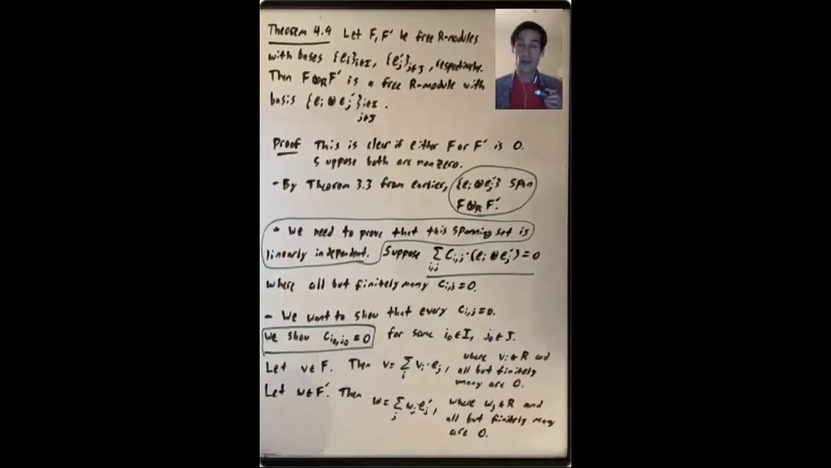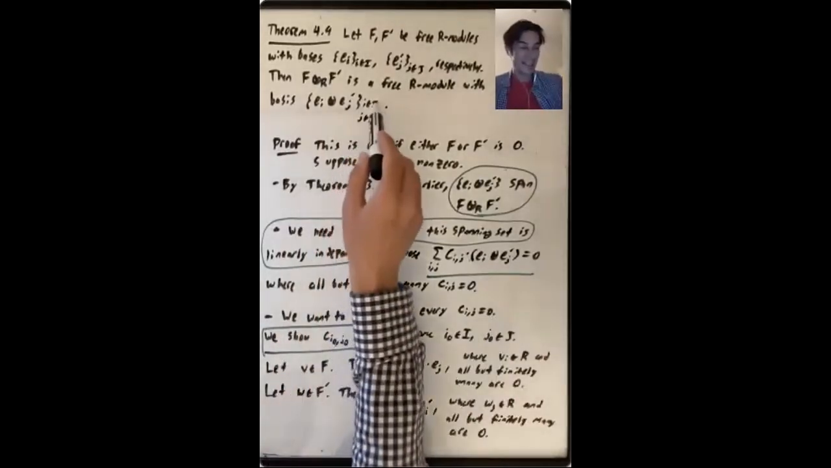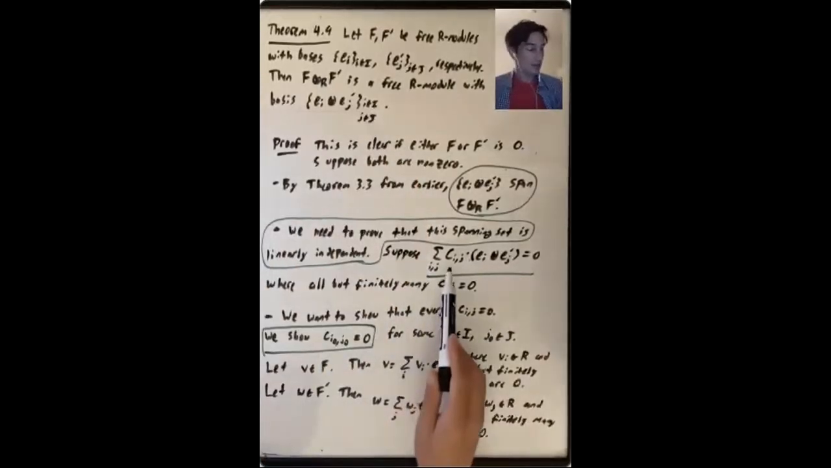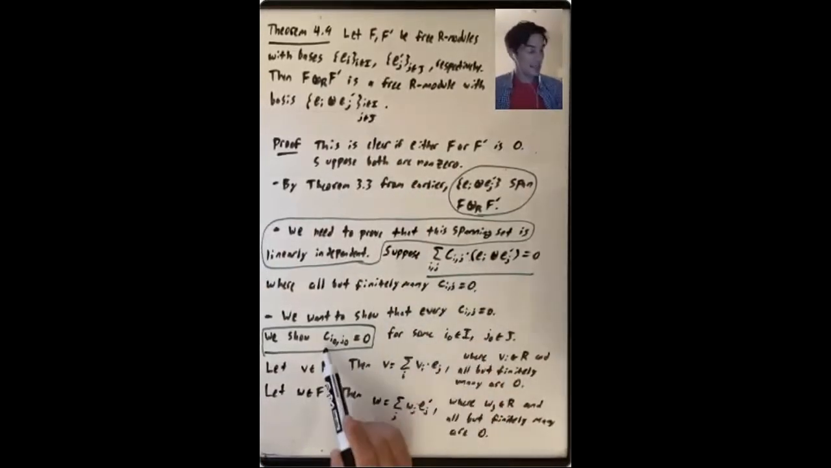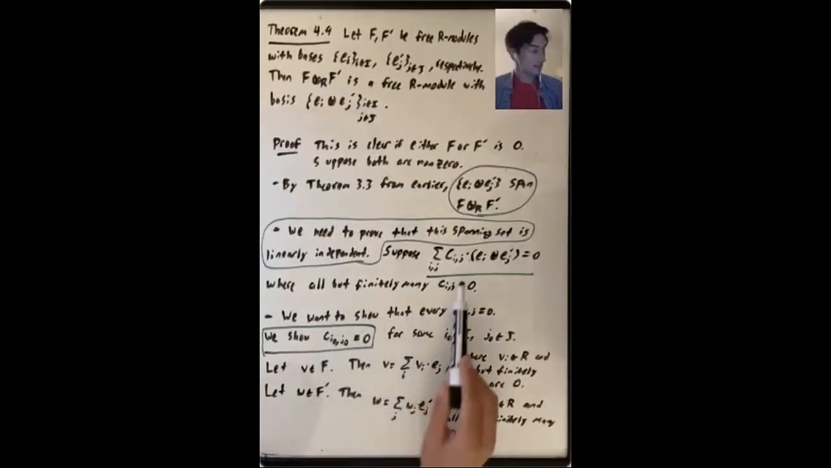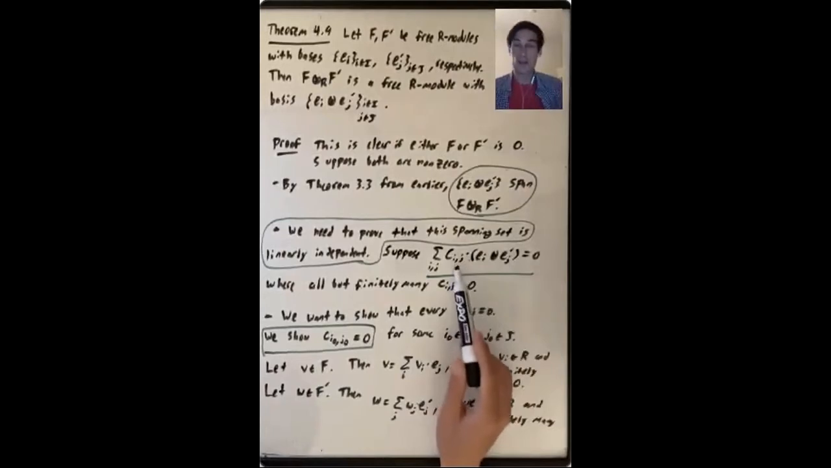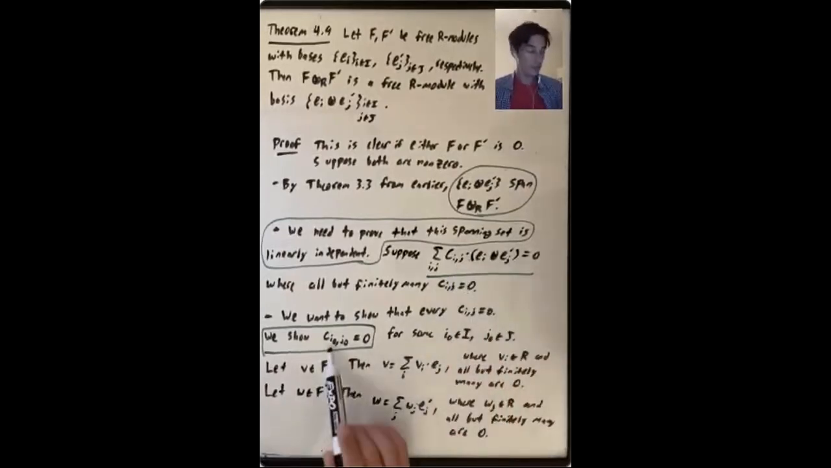What are we going to do? We're going to pick one element in this set capital I and one element in this set capital J and show that the coefficient, the ring element C_{i0,j0}, is 0. So we're going to show that one of these coefficients is 0, but the argument isn't going to use anything about which particular i0, j0 we pick, so it's going to apply to all of these together. So we're going to show that this relation is 0 by showing that every ring element is 0. We zoom in on a particular C_{i0,j0}.